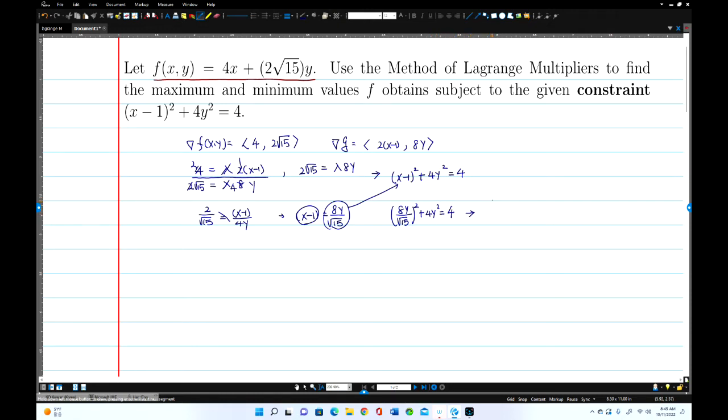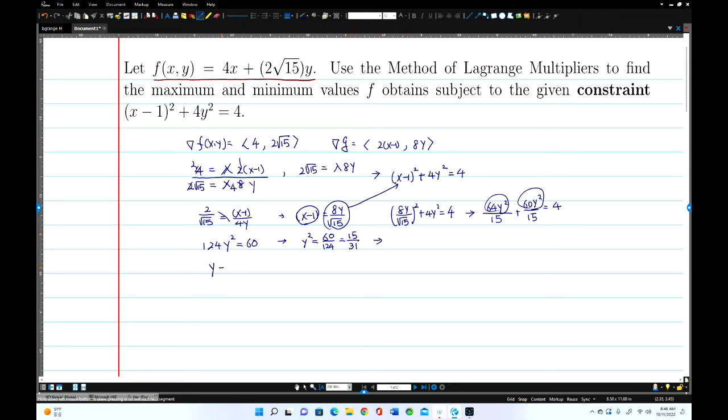First one, the square is 64y squared over 15, and 4y squared is 60y squared over 15, so these two equal 124y squared over 15 equals 4. So 124y squared equals 60. So y squared equals 60 over 124. You can divide by 4 here, right? So 15 over 31.